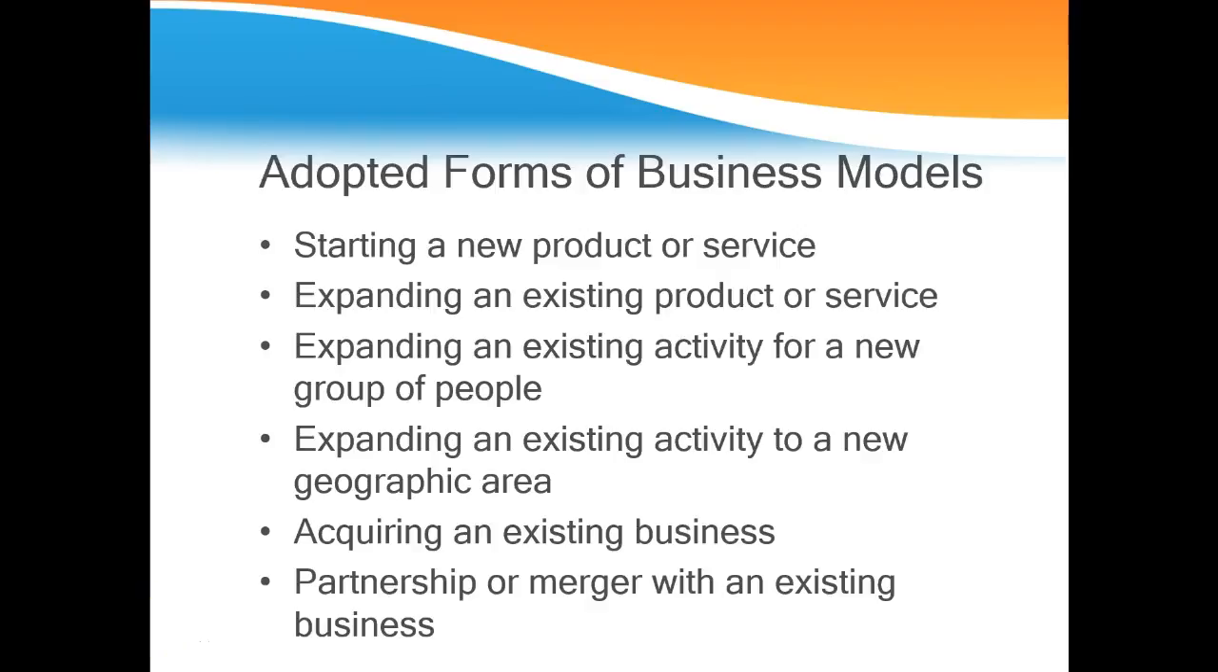Social organizations may adopt different forms of business models. They may include starting a new product or service, expanding an existing product or service, expanding an existing activity for a new group of people, expanding an existing activity to a new geographic area, acquiring an existing business, or partnership or merger with an existing business.